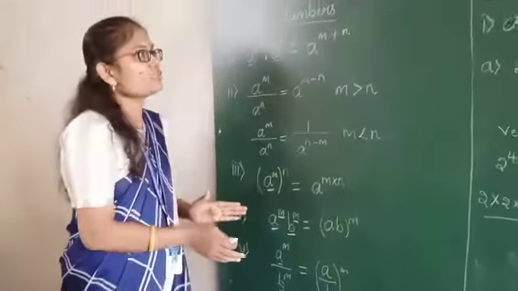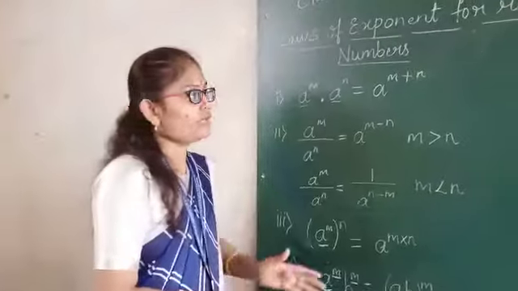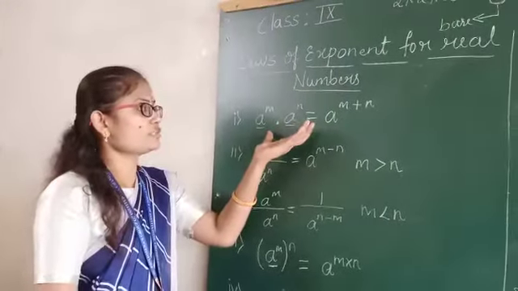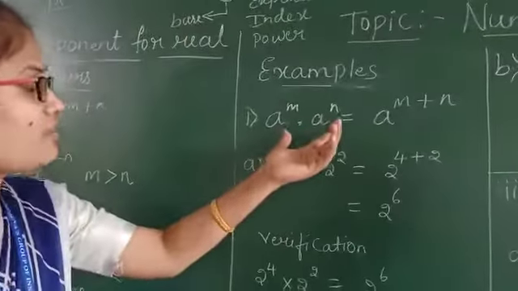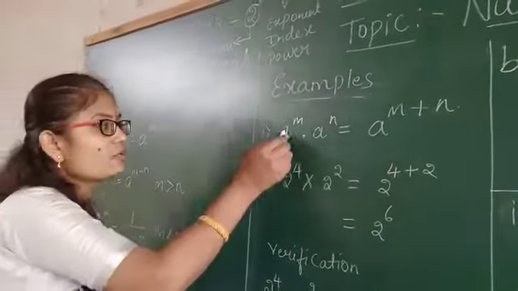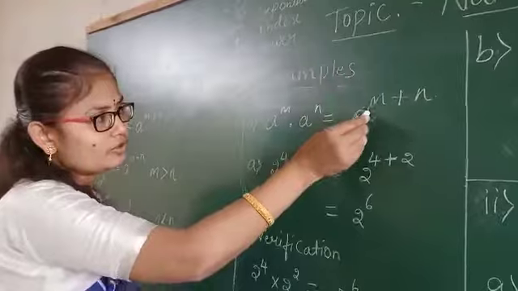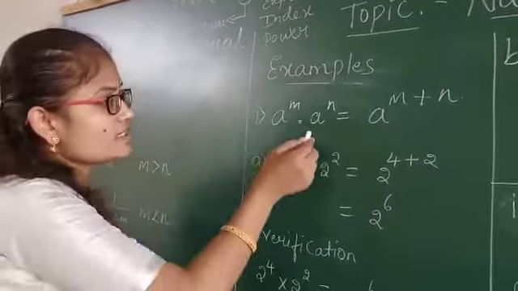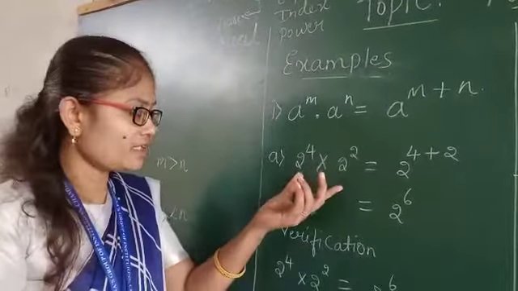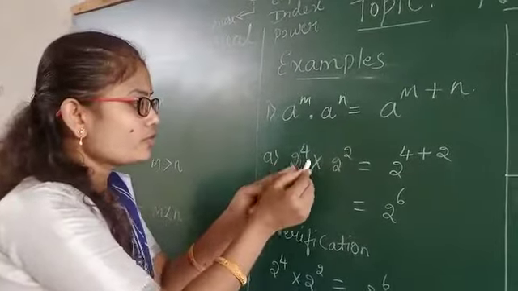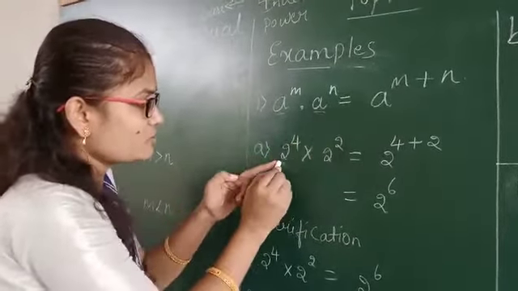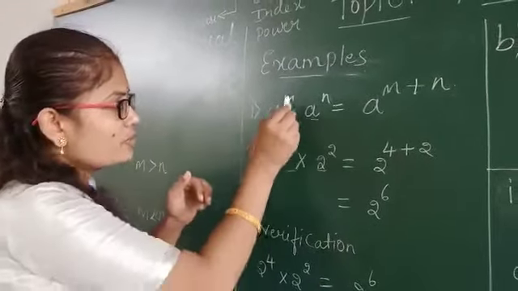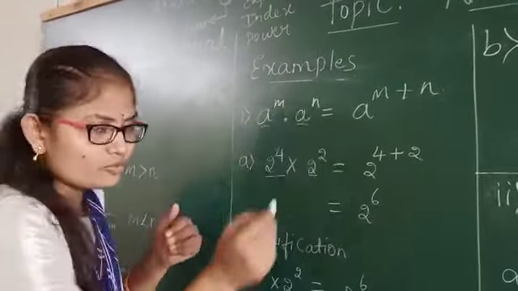These laws of exponents I am going to explain with examples, taking one law of exponent at a time. You can see the first law of exponent I have taken here, a to the power of m into a to the power of n is equal to a to the power of m plus n. Here one example I have taken, 2 to the power of 4 into 2 to the power of 2. You can observe the same base, m is equal to 4, n is equal to 2.